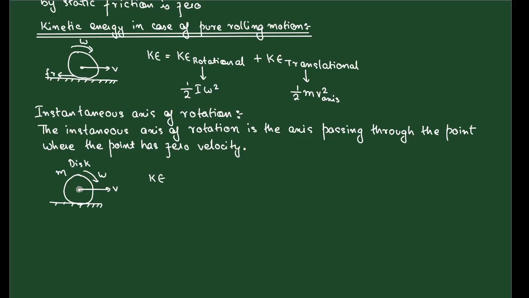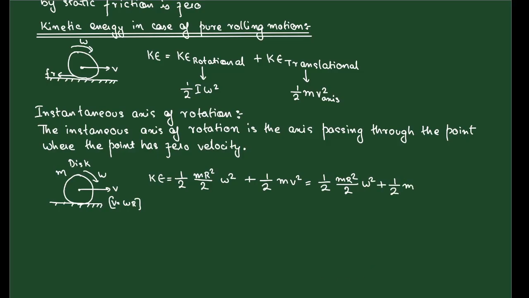So in the first case, kinetic energy is nothing but half I. What is the moment of inertia through the center? mr square by 2, into omega square. Plus half mv square. And we know that v is equal to omega r in case of pure rolling. So if I substitute it, it is half mr square by 2 into omega square plus half m into (omega r) square.